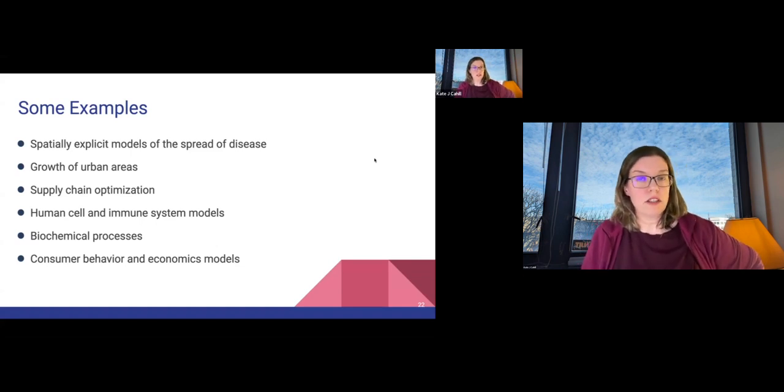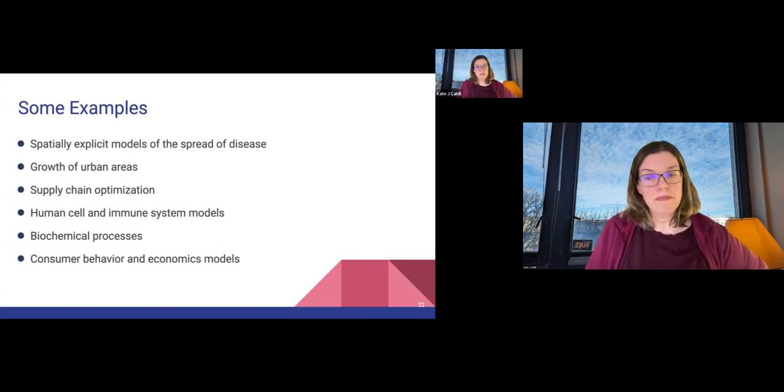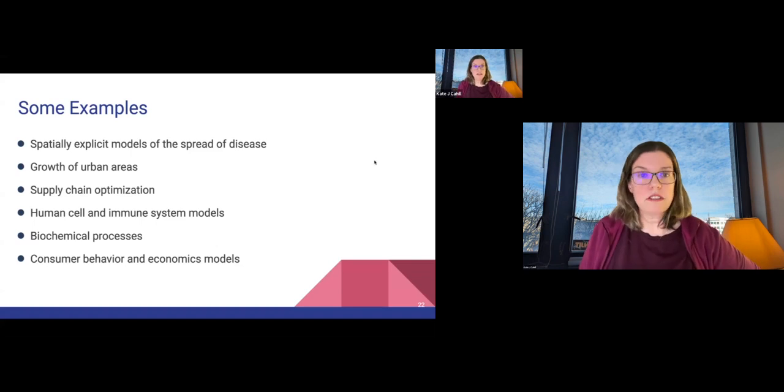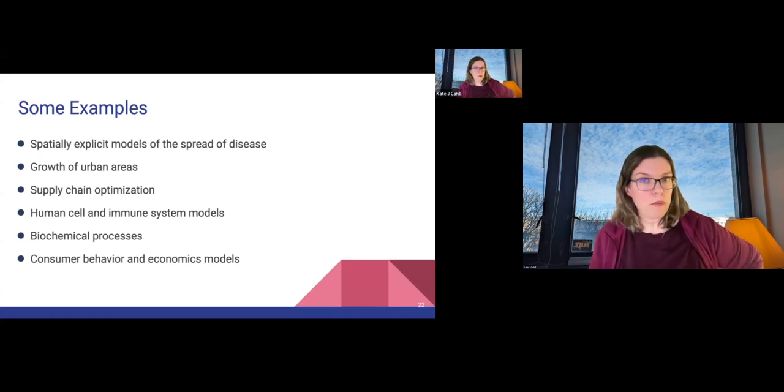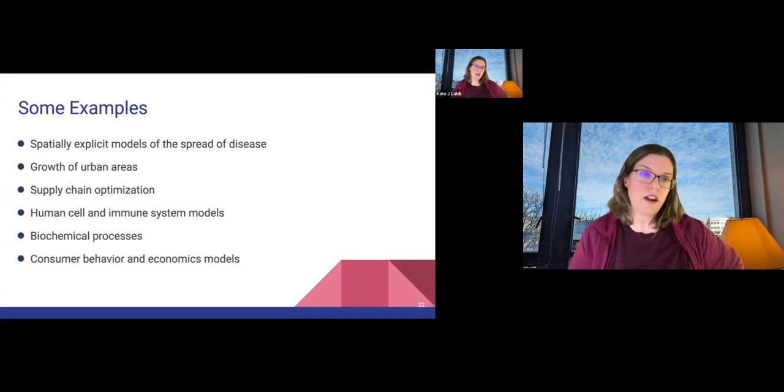Also with agent modeling, you can look at growth of urban areas, supply chain optimization, cell and immune system models, so looking at the movements of compounds and things throughout the cell, other biochemical processes like protein interactions, and then economics models is a very popular area. A lot of agent modeling is done for economics.